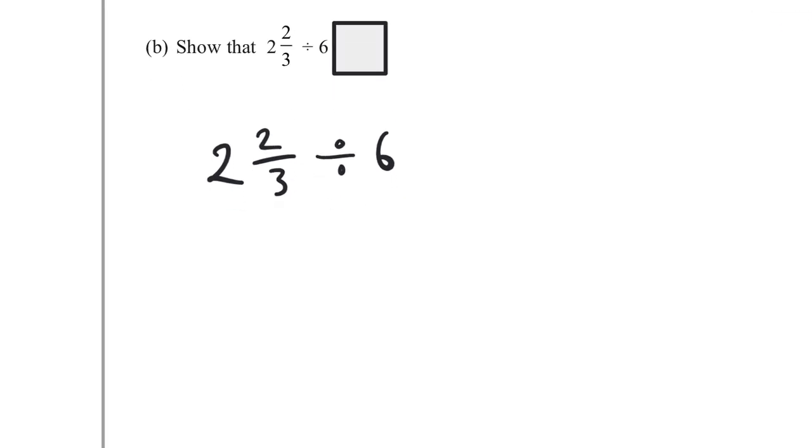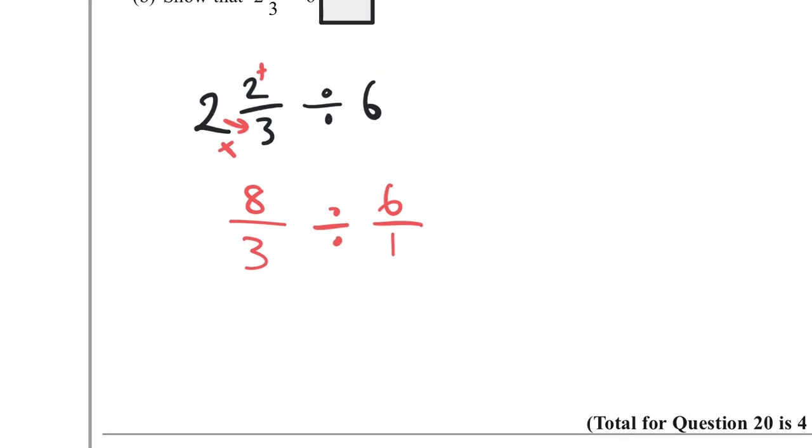Now, first things first, let's make this improper. Mixed fractions are not my vibe, I'm not a huge fan of them, so let's make it improper. So, we're going to times these together and then add on the rest. Okay, so 2 times 3 is 6, plus 2 makes 8. 8/3 divided by 6. Now, I'm going to rewrite 6 as a fraction, as 6/1.